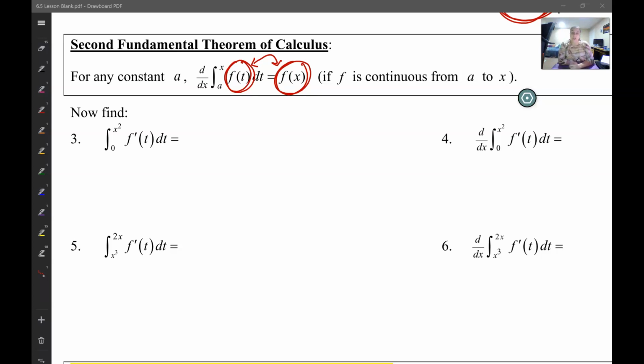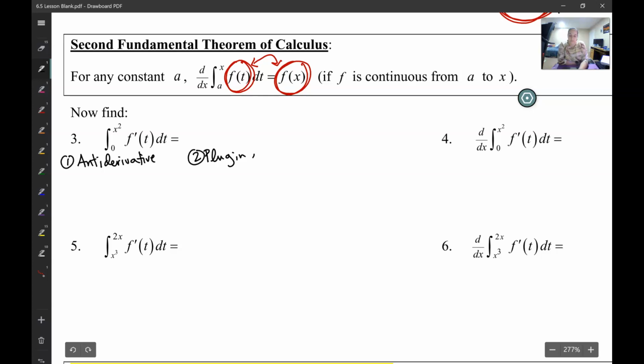Okay, let's look at trying to discover the second part of the fundamental theorem of calculus. So here we've got the integral from 0 to x squared of f prime of t dt. Same thing as last time. Step 1, find the antiderivative. Step 2, plug in the limits. So let's do step 1.